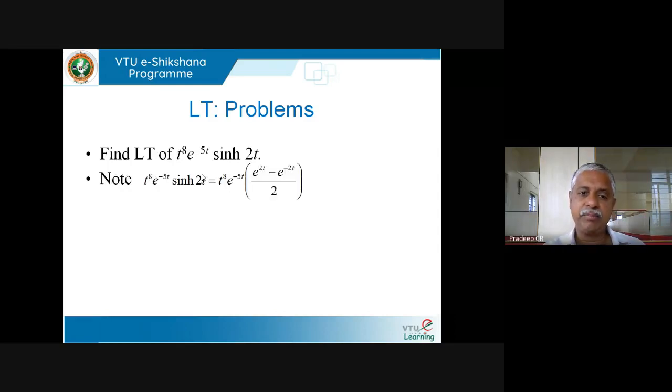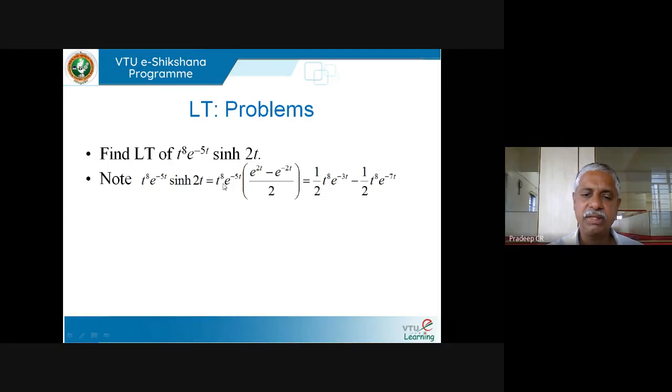So t power 8 e power minus 5t sinh 2t is nothing but t power 8 into e power minus 5t into the definition of sinh 2t, which is (e power 2t minus e power minus 2t) by 2. So let's expand this. This is nothing but half of t power 8 e power minus 3t minus t power 8 e power minus 7t. Please note here, e power minus 5t and e power 2t become e power minus 3t, and e power minus 5t and e power minus 2t become e power minus 7t. So I should be able to find the Laplace of this without differentiating 8 times. All I have to do is find the Laplace of t power 8 and then think of this function as of the form e power at into f(t).